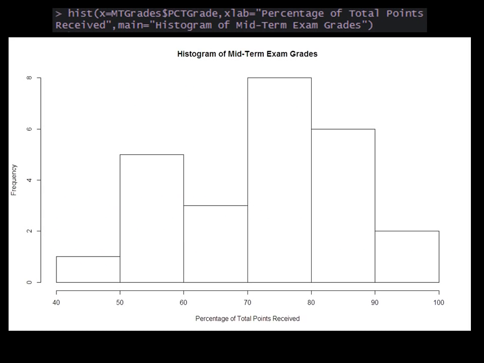Another way to look at data descriptively is with a histogram. A histogram is a visual representation of a frequency distribution, and it shows us how students stacked up on different percent scores. So this suggests that most students scored between a 50 and a 90, and fewer students scored less than 50 or greater than 90. And this is a somewhat normal looking distribution.